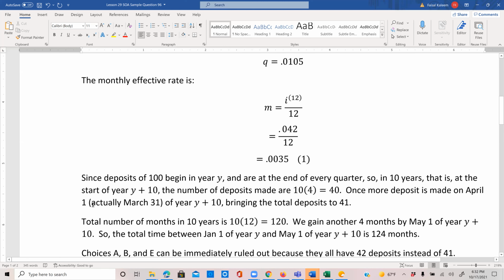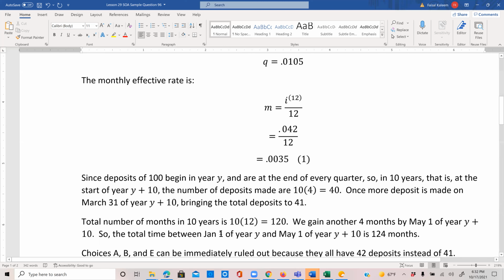So probably over here, we don't even have to say April 1. We can just say straight away, one more deposit is made on March 31 of year Y plus 10. The reason I said April 1 was I was trying to match it to May 1, but there's no need for it. One more deposit is made on March 31.